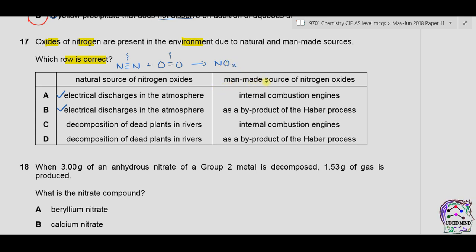Now moving towards man-made sources. In internal combustion engines of cars, the temperature is very high and nitrogen from air and oxygen can convert into nitrogen oxides. So this is true. Second is as a byproduct of the Haber's process. In Haber's process, ammonia is formed from nitrogen and hydrogen. No nitrogen oxides are formed as a byproduct. So this is incorrect. Correct answer is therefore A.